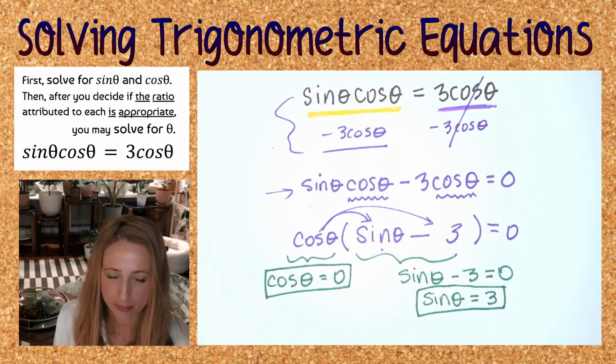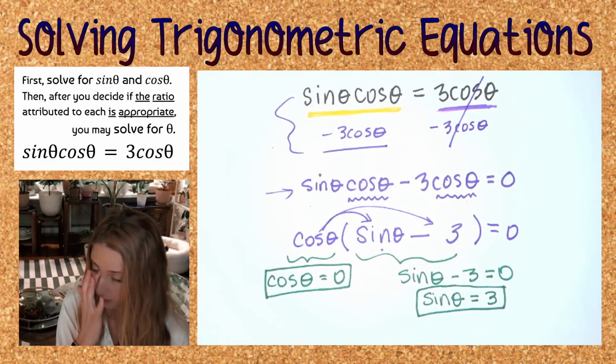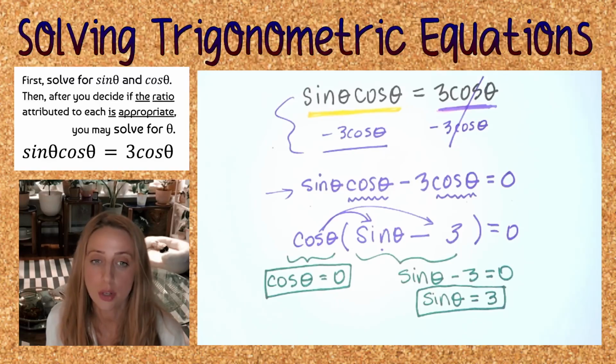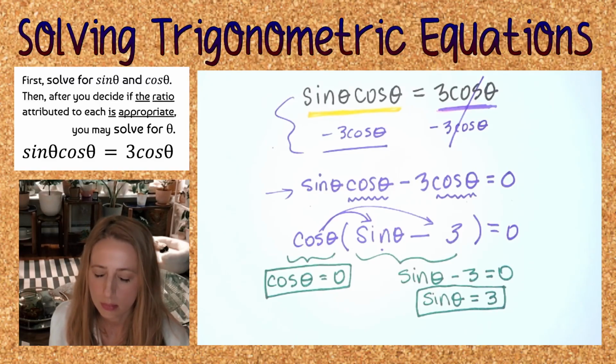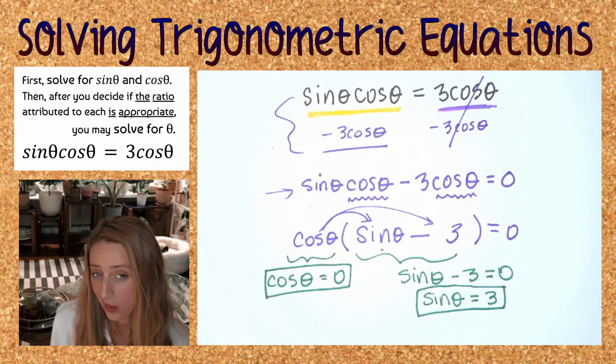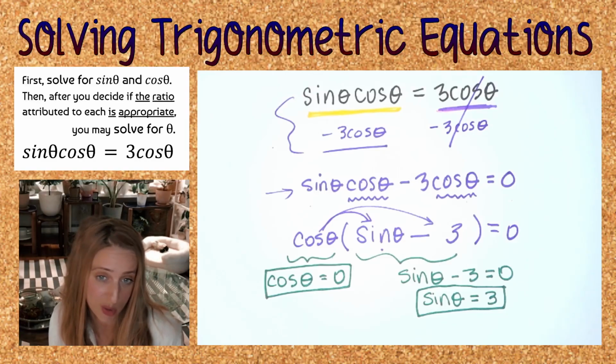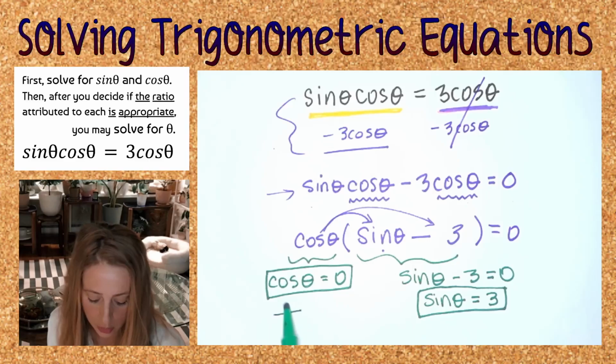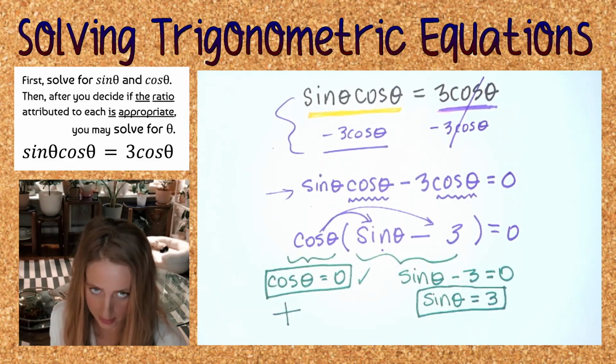Does cosine ever equal 0? Think about the unit circle. Cosine is the x value. Does cosine ever equal 0? Yeah. It's adjacent over hypotenuse, so 0 over 1. 1 is bigger than 0, so that's also okay. Think about the unit circle. So is it appropriate? Yes.